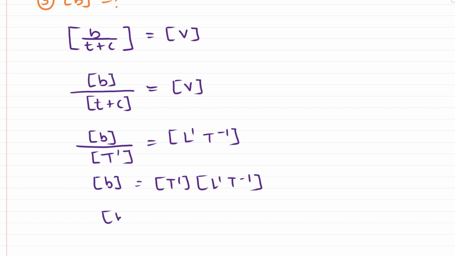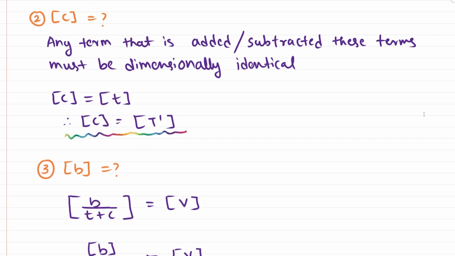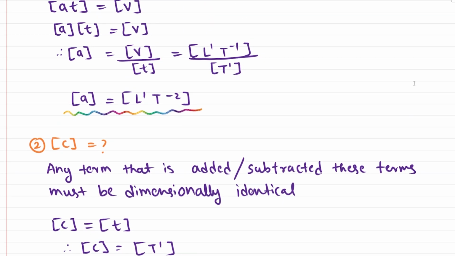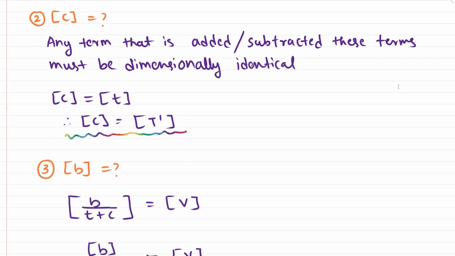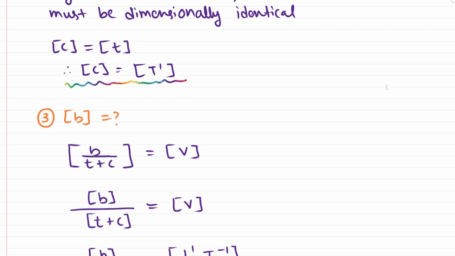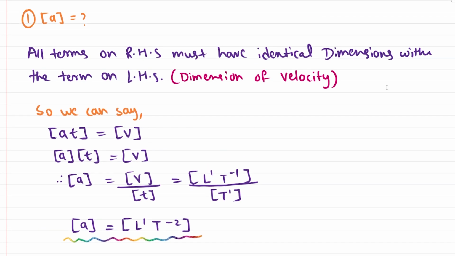And upon solving using the laws of indices, t to the power 1 cancels out t to the power minus 1. So we get the dimension as l to the power 1. So this is the dimension for our term b. And with this, we have calculated the dimensional formula for all the three terms, that is a, b, and c. So the dimension for term a is l to the power 1 and t to the power minus 2. The dimension for term c is t to the power 1, and the dimension for term b is l to the power 1. With this, I hope you understood.